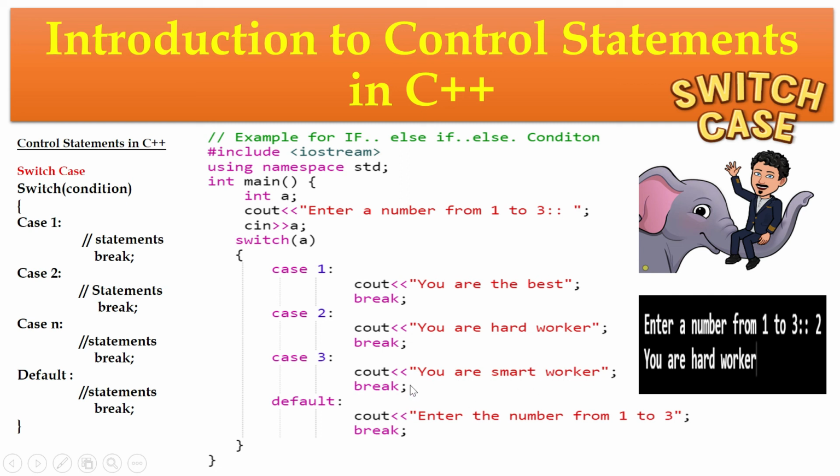So if the user enters any value other than 1, 2, 3, the default will get executed. So I'm going to print enter the numbers from 1 to 3 by using cout statement. I'm going to break the program.